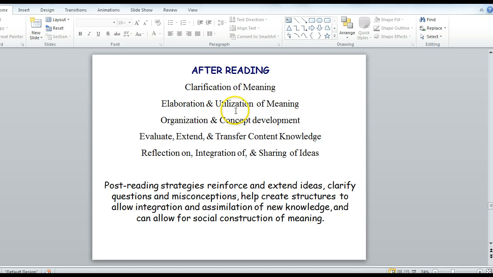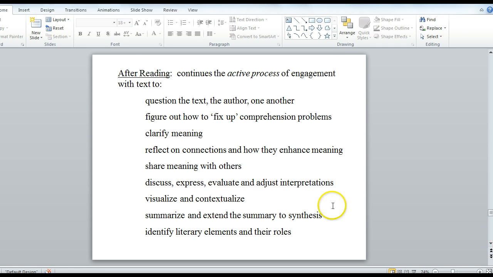We want to clarify meaning, we want to elaborate and use the meaning, we want to organize what we've learned in our heads, share ideas. After reading continues the active process of engagement with the text, to question the text, the author, and one another, and also to evaluate the text, the author, to figure out how to fix up comprehension problems, to clarify meaning, to reflect on connections and share meaning with others, to talk about what we've just read, to visualize and put things in context.